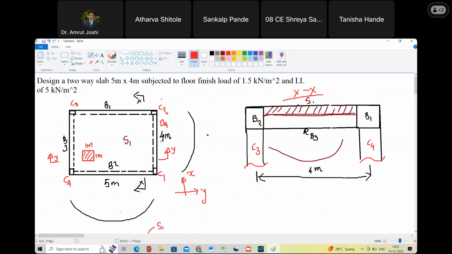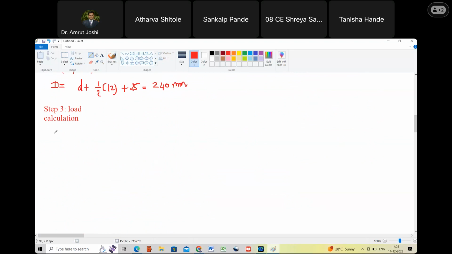Yes, sir. So 1 meter by 1 meter chunk के लिए हम लोड कैलकुलेट करते हैं. तो let us calculate UDL due to self weight of slab. So let me calculate that.